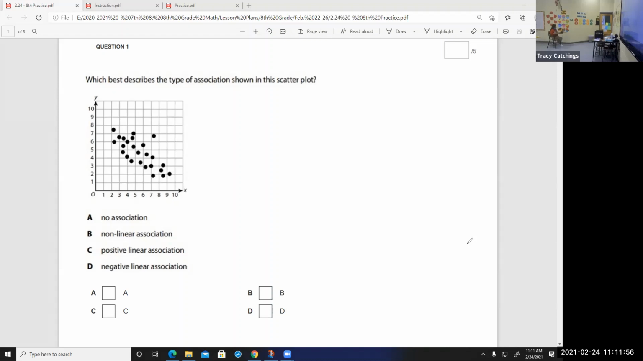All right, question 1. We're going to try to get through as much as we can. I think the first group made it till about 6. It reads, which best describes the type of association shown in this scatter plot? Think about what I said. If I was to draw a line through it, what kind of line would we be able to draw? It would be negative. Why do you say negative? Because it's going this way. Oh, it's going down.